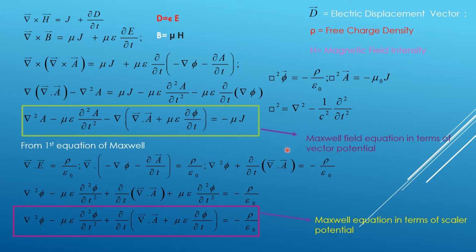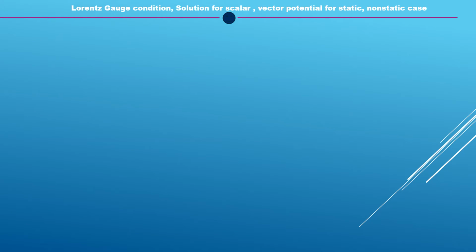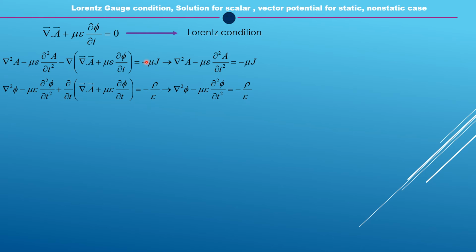So let's move to the next. This is our Lorentz gauge condition. What is that? In the previous slide, there is a term in the parenthesis, divergence of A plus mu epsilon del phi del t is equal to 0. This is called the Lorentz condition. It's better to call it the Lorentz gauge condition.